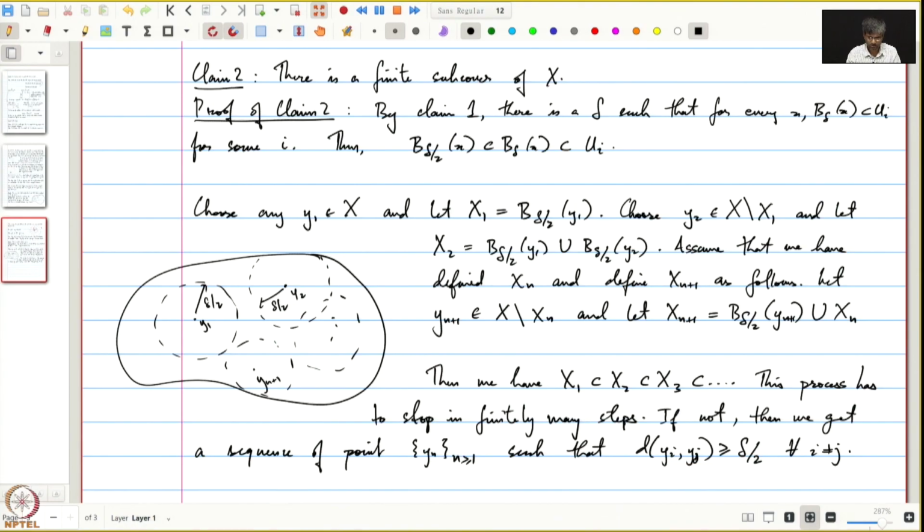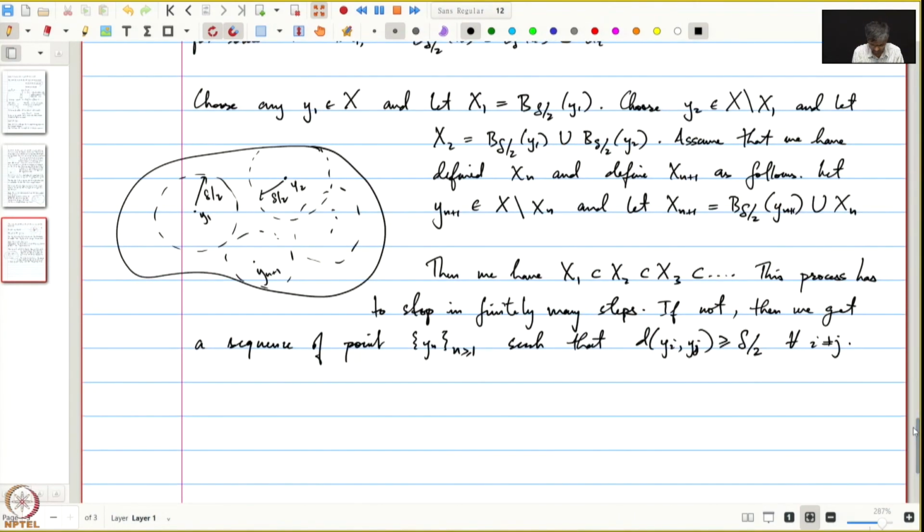We take the open balls of radius delta by 2 around y1 and we chose y2 outside that ball, which means that the distance of y1 from y2 is greater than or equal to delta by 2. Now we take open balls of radius delta by 2 around y1 and y2, took their union, and y3 was selected outside this. That means that the distance of y3 from y1 and y3 from y2 is also greater than or equal to delta by 2, right? And this sequence cannot have a convergent subsequence. Right. So thus this process stops.